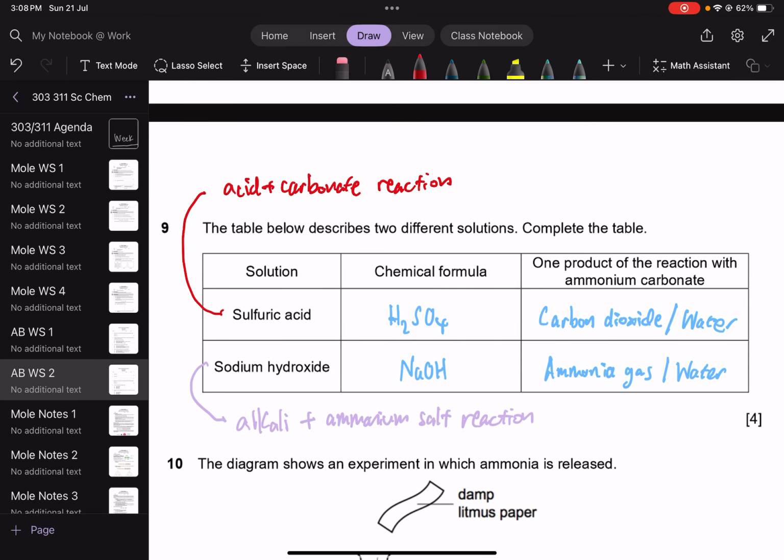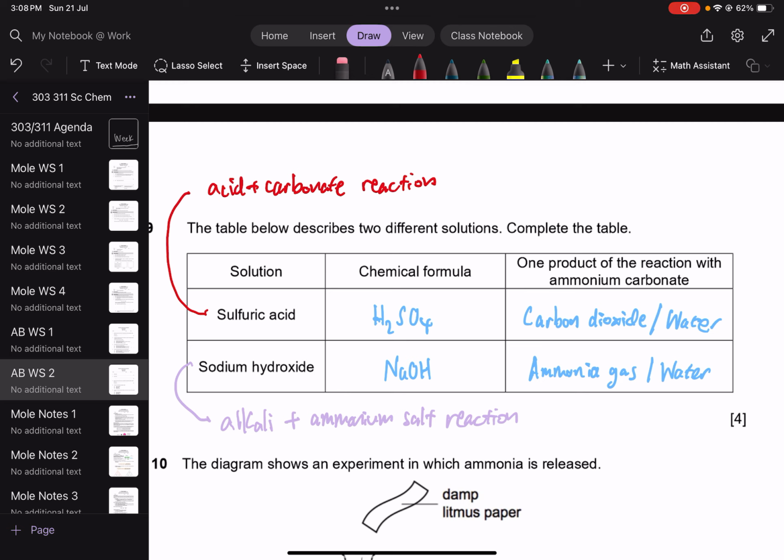So now let's move on to question 9. Question 9 is asking you for the chemical formula of sulfuric acid and sodium hydroxide, which we have already established earlier, H2SO4 and NaOH.